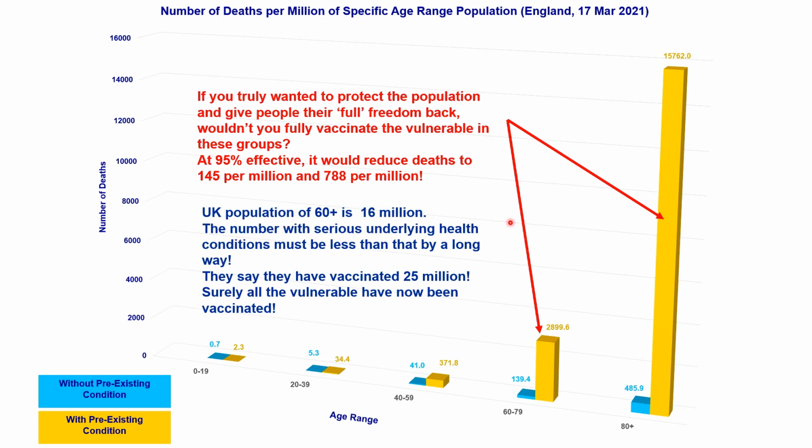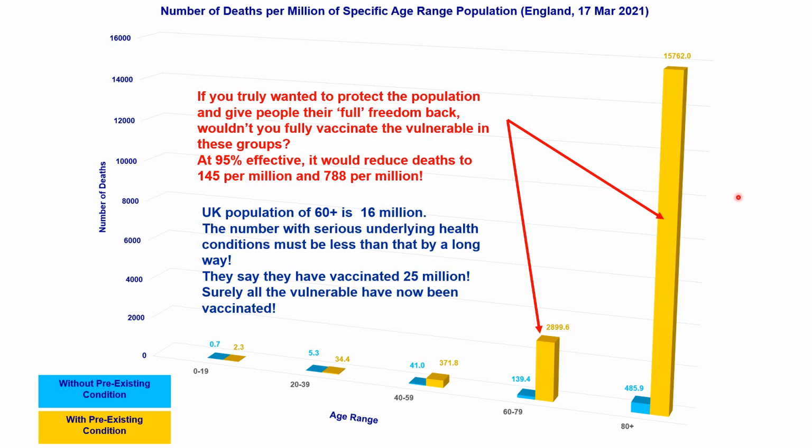Now, the UK population is 16 million. The number with serious underlying health conditions must be less than that by a long way. Let's say if it was half of that, which it probably isn't, it would be 8. If it was a quarter, it would be a 4. Let's say a quarter of them have underlying health conditions. So that would be 4 million people. Now they say they've vaccinated 25 million. Surely they have vaccinated all the vulnerable people now. Surely all these people have been picked off and are now protected.